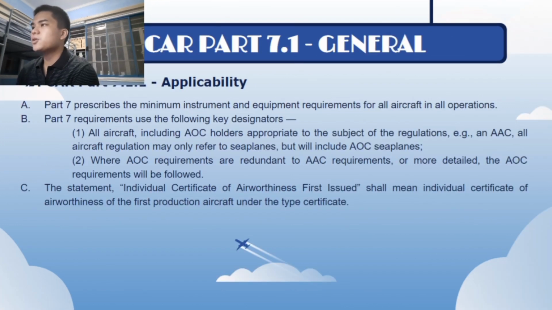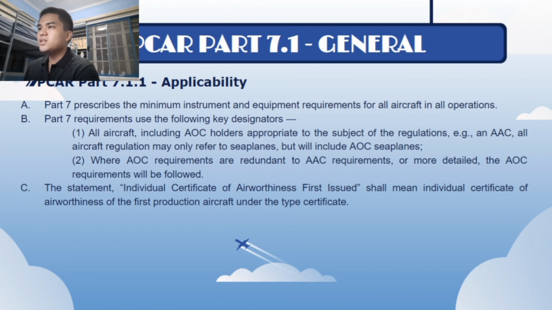So first, for PCAR Part 7.1 or the General, PCAR Part 7.1.1, the applicability, is where aircraft operators must know the minimum requirements needed for all aircraft before it can fly. AOC holders have requirements to be followed according to the aircraft type and shall be issued with an individual certificate of airworthiness upon any aircraft type. In addition, it shall meet the airworthiness requirements and the equipment that are needed in order to be issued with a certificate of airworthiness.